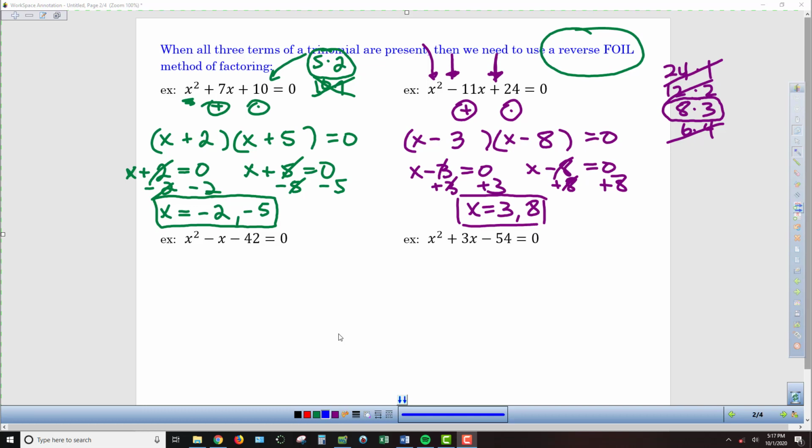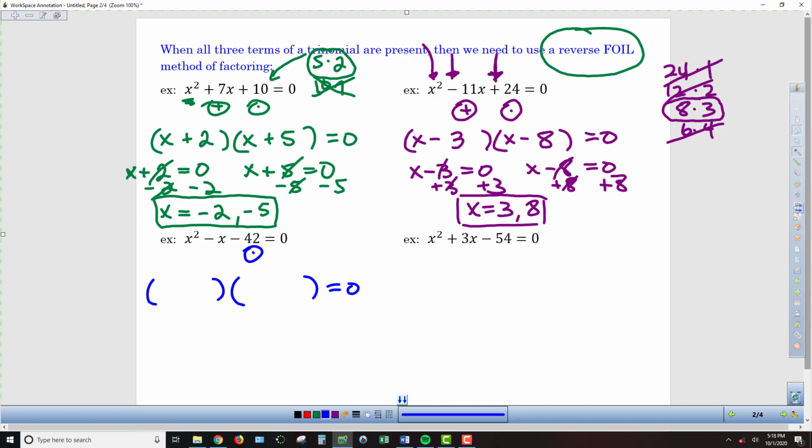Moving on to the next example. Now again, I'm going to break this up into two sets of parentheses that are going to multiply to make 0. I need to multiply to make the last number. I have to find two numbers that will multiply to make negative 42.